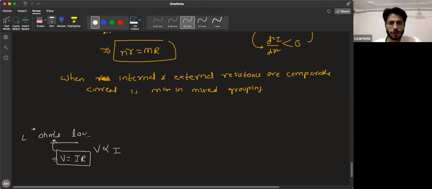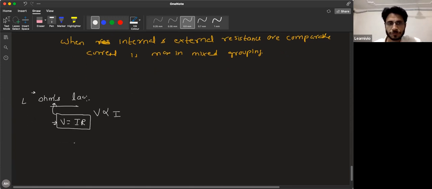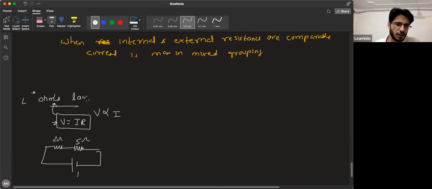This is sometimes known as Ohm's Law. Yes, sir. From your class 10, I believe. V is equal to IR. Voltage is current multiplied by resistance. That's Ohm's Law. Do you know what are series and parallel combinations? So if I give you two resistors, one resistor of 2 ohm, another resistor of 5 ohm, I connected it with a cell of 10 volt. What is the equivalent resistance of the circuit, Kinza?